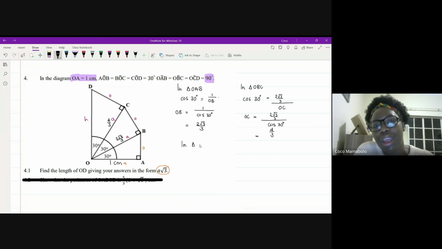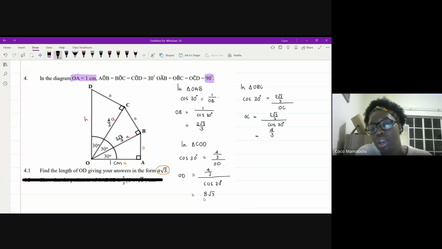So in triangle COD, I'll just call it COD. In triangle COD again, I have my adjacent side. I want my hypotenuse, so I can use cos again. Cos of 30 degrees is equal to 4 over 3 all over OD. If I cross multiply, OD is equal to 4 over 3, all of that over cosine 30. And if you punch that into your calculator, you're going to get 8 root 3 over 9. Right, 8 root 3 over 9. Well done, princess. That's it, Abu. I bet many of you got to this answer.